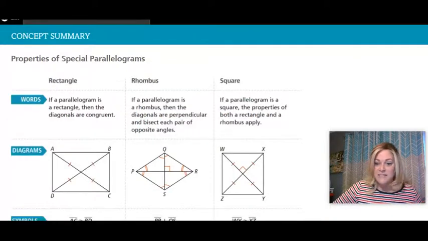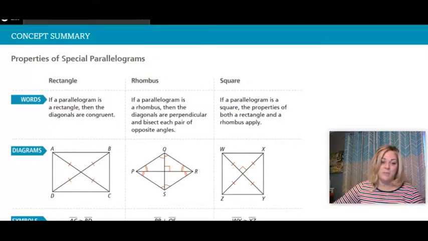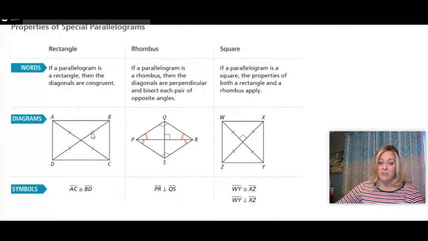All right, the concept summary. This puts it all together. So a rectangle is a parallelogram that has diagonals that are congruent. And hopefully remember that all the angles are 90 degrees and the diagonals bisect each other. But those were properties of a parallelogram we already learned. So the extra is that the angles are 90 degrees and the diagonals bisect each other and are congruent.